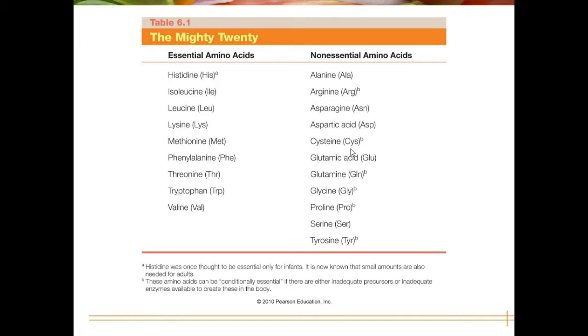There are also conditionally essential amino acids aside from arginine. We have cysteine, glycine, proline, and tyrosine, and glutamine sad. Okay, especially when the patient is wounded or when the patient suffers from great injuries, glutamine becomes conditionally essential.